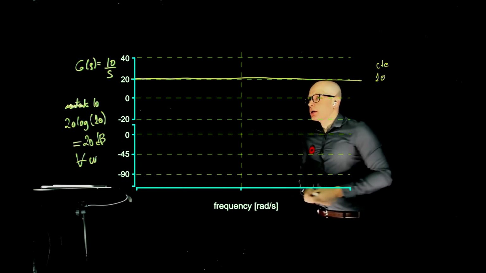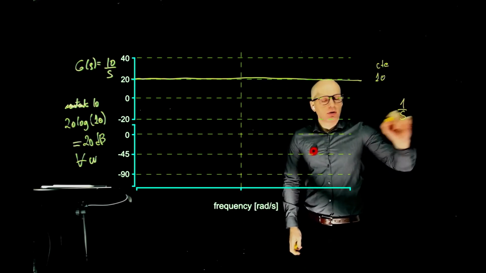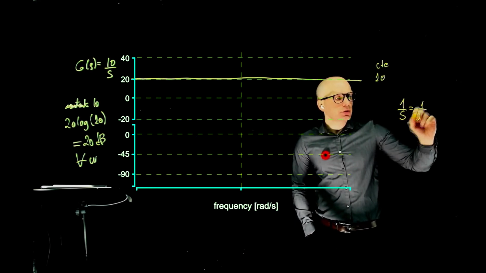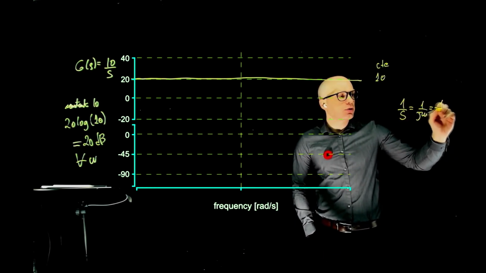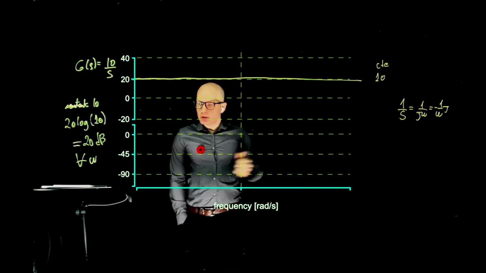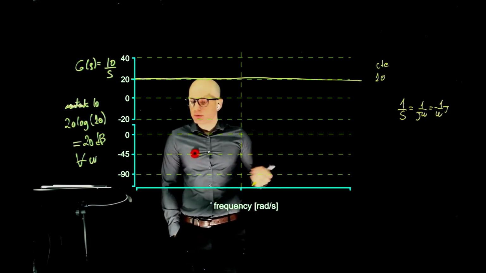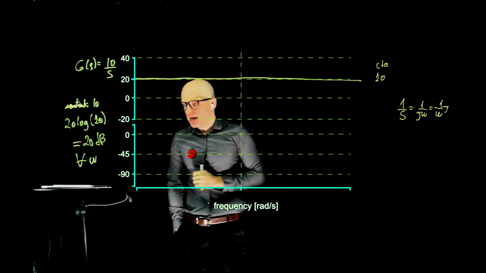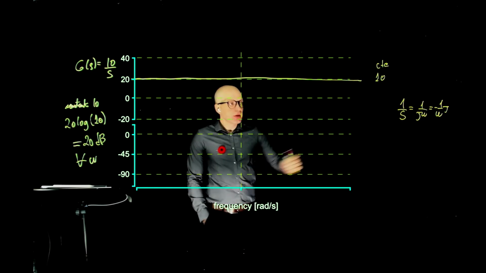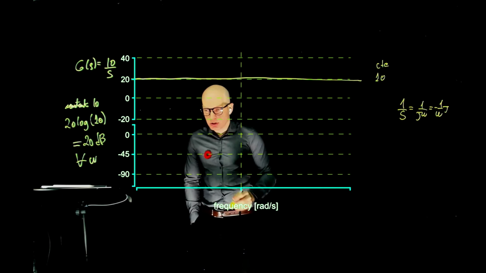The second building block is 1 over S. And for 1 over S, which is the same as 1 over j omega, which is the same as negative 1 over omega j. What do we do? Well, this is a pole at the origin. And the pole at the origin has a slope that decreases by 20 decibels per decade as the frequency increases by a factor of 10. So this is now frequency dependent. So the first thing to do here is to define our frequency range. So let's just start here.